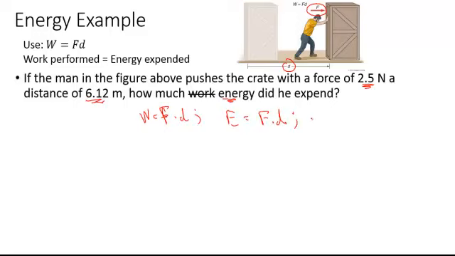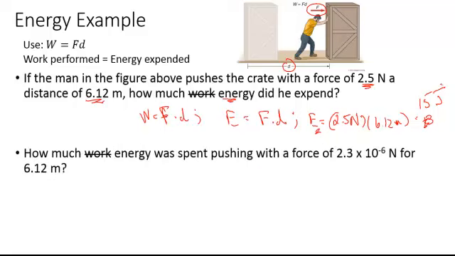So let's go ahead and knock this out again. Energy is equal to that 2.5 newtons times 6.12 meters. We're going to round it, remember, to 2 decimal places. My calculator spits back 15.3, and I'm going to round it to 15. Final answer: 15 units of energy are the same as units of work. Units are going to be joules.